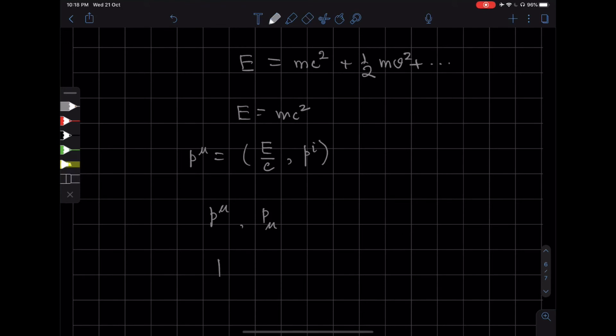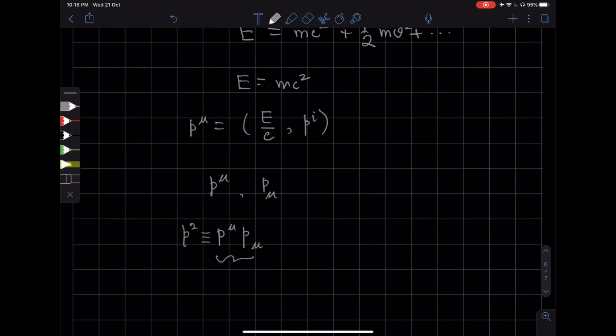Then p upstairs mu, p downstairs mu is a Lorentz scalar, meaning that it does not change under Lorentz transformation. So we shall write the Lorentz combination of two Lorentz vectors in this way. So this is p squared. So this has to be invariant under a Lorentz transformation.